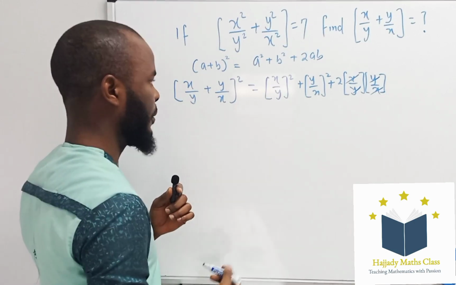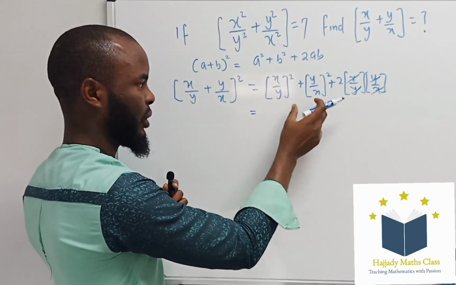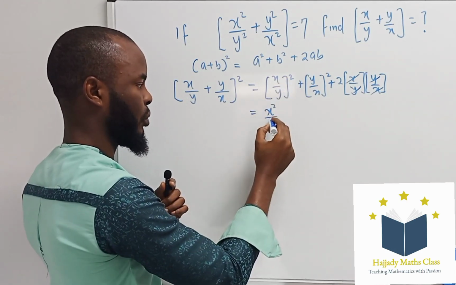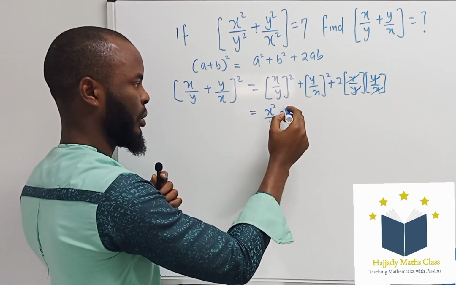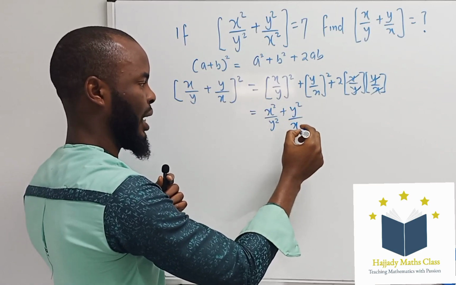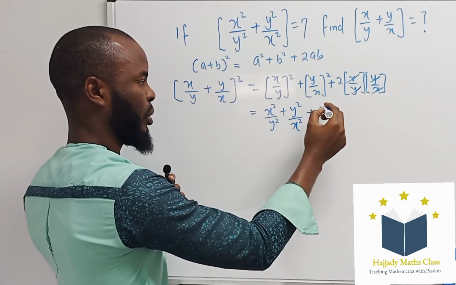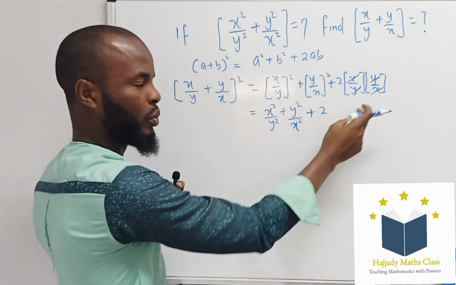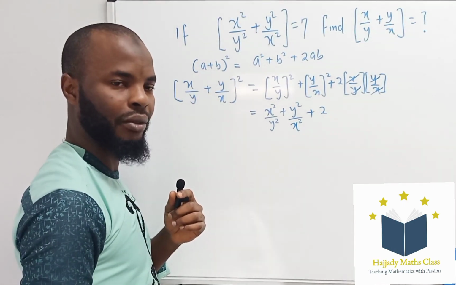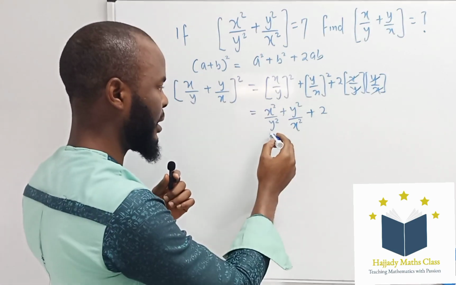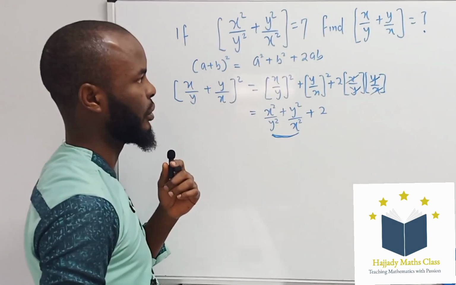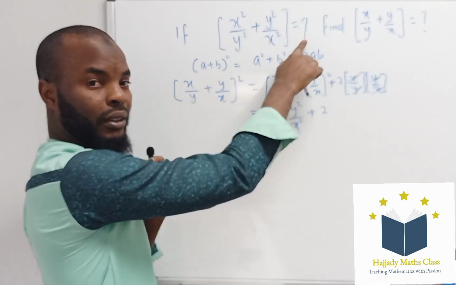So after that, this expression can be written as x to the power of 2 over y to the power of 2 plus y to the power of 2 over x to the power of 2 plus 2 multiplied by 1, which is the same thing as 2. Now looking at what we have here, we can see that this is the same thing as the given question, which is the same thing as 7.